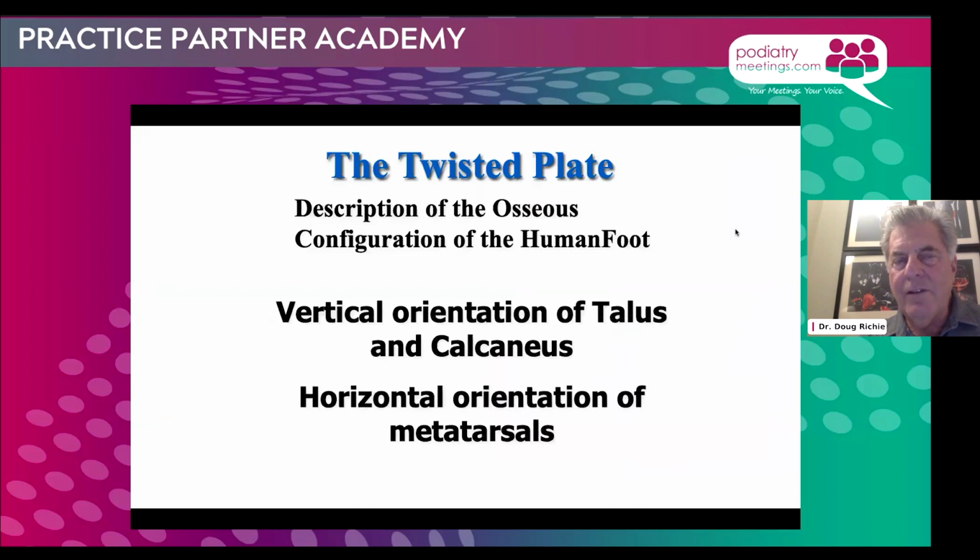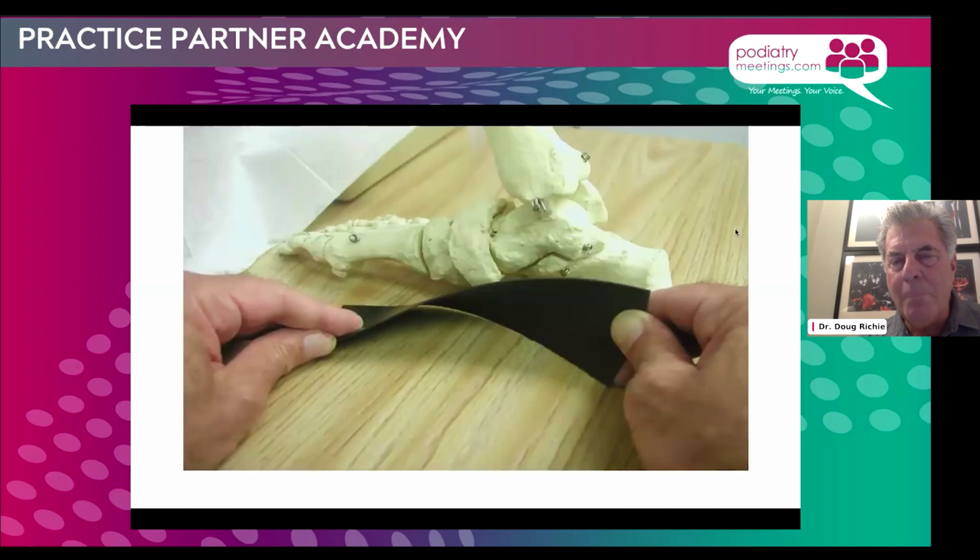The twisted plate is a description initially of the osseous configuration of the human foot, which is unique, and that is the vertical orientation of the talus and calcaneus, and then the reciprocal horizontal orientation of the metatarsals. This unique configuration is not seen in any other primate species, and it's this configuration that enables the remarkable mechanics of the human foot for upright ambulation, for walking and running.